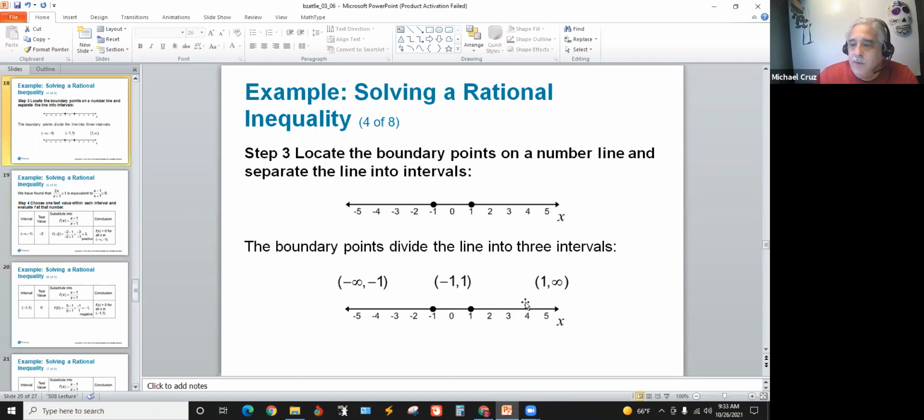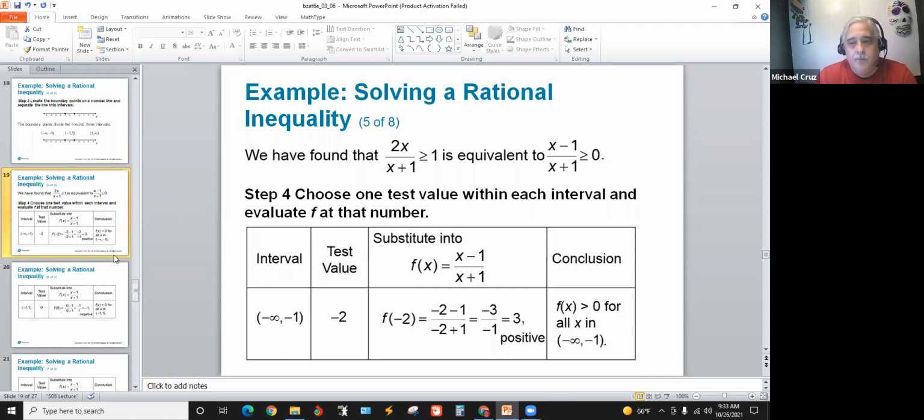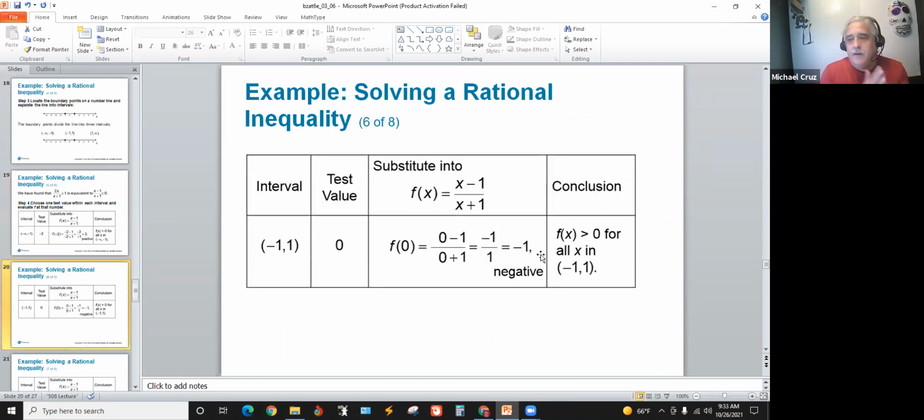Now, the next one was 0, because that was smack dab in the middle. You could take 1/2 if you want to, or negative 1/2, but why torture yourself? Pick 0. 0 is your friend, because it means you've got a lot less math to do. So 0 minus 1 is negative 1. 0 plus 1 is just 1. So it's negative. Therefore, everything from negative 1 to 1 is not going to be in the solution set because it's negative. All right, y'all follow me?